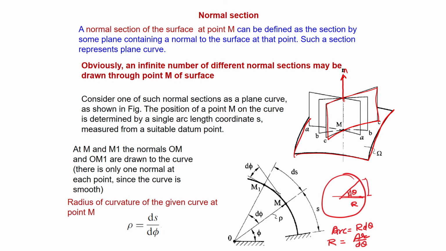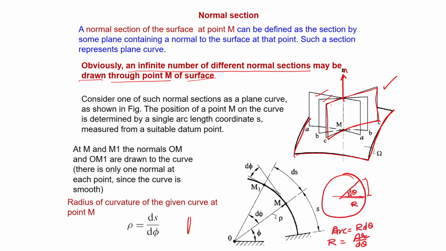So, we can see that we can draw infinite normal sections which will have the normal and cut this surface. So, it is written that an infinite number of different normal sections may be drawn through the point of a figure. Here the concept of radius of curvature is explained. Then after that I will come to the principal sections, principal normal sections.